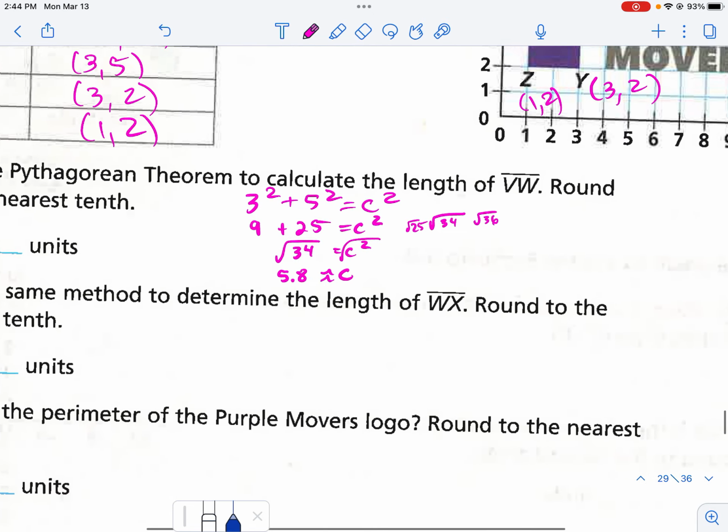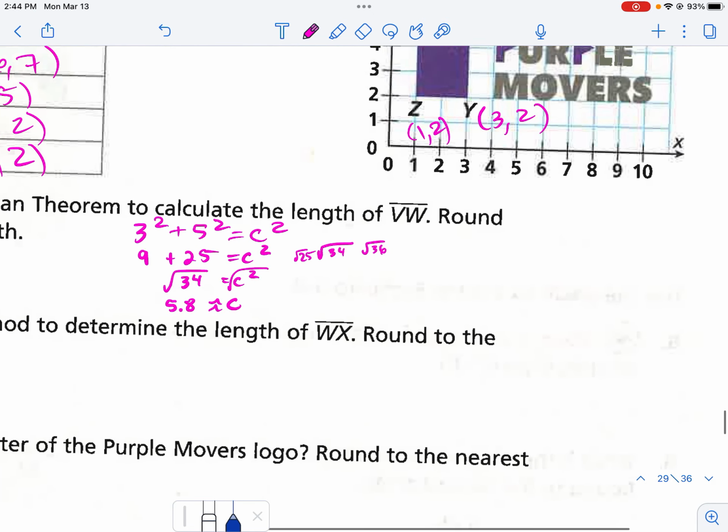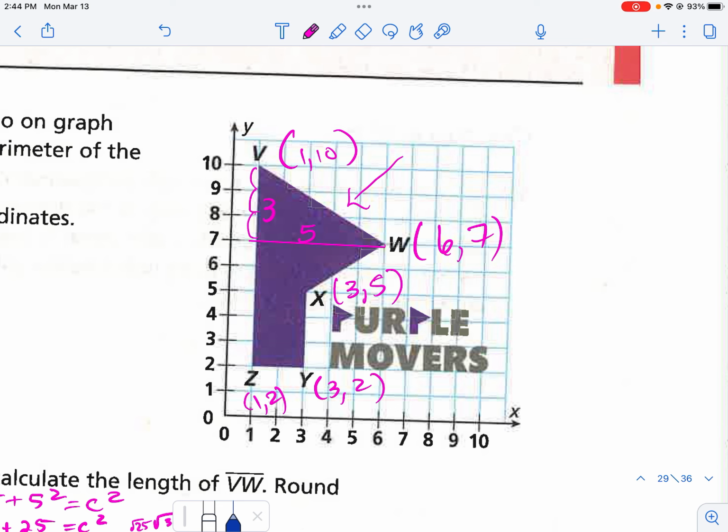Then it says use the same method to determine WX. So WX. Now, the problem with that is it's a little bit shorter. So this time, I'm not going to be using this 5 here. I need to see how long just the small part is. So if I'm doing from here to here, that's going from 3 to 6, so that's 3 long. And then from 5 to 7, that's 2 long.